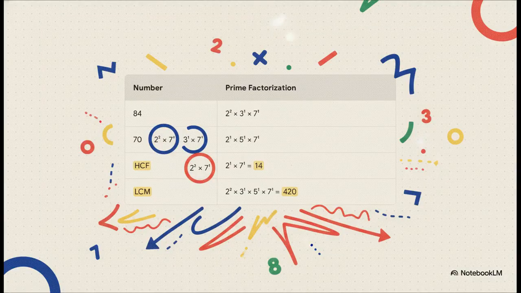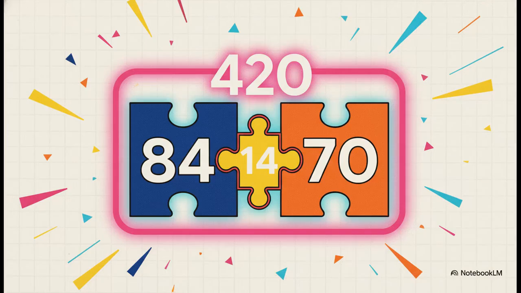Okay, here we go. We've got 84 and 70 broken down. Now for the HCF, what prime factors do they have in common? Looks like 2 and 7. We take the lowest power of each, which is just 2 to the power of 1 and 7 to the power of 1. Multiply them together, and boom, we get 14. Now for the LCM. We need the highest power of all the factors involved. So that's 2 squared, 3, 5, and 7. Multiply all of those together, and you get 420. And there you have it. Puzzle solved. The biggest number that divides both 84 and 70 is 14, and the smallest number they both fit into is 420. See? The method makes it so much simpler.